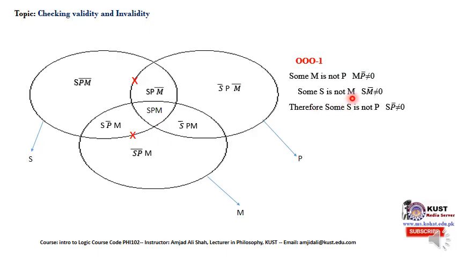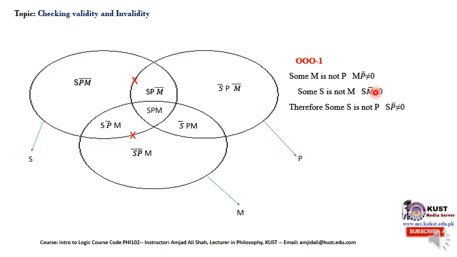Again, the first premise says MP bar is not equal to 0. Now we will have to put an X in the clause of MP bar. Now we have MP bar and MP bar. So neither can we put X over here nor over here, because if we put it over here, it would be an unjustified decision. So better to put the X on the line.